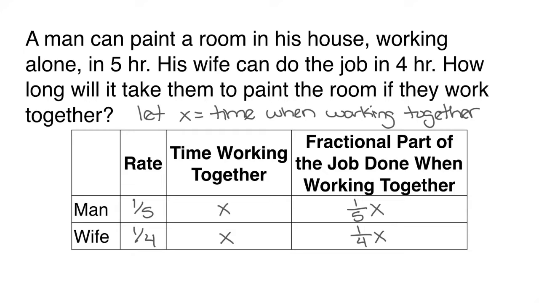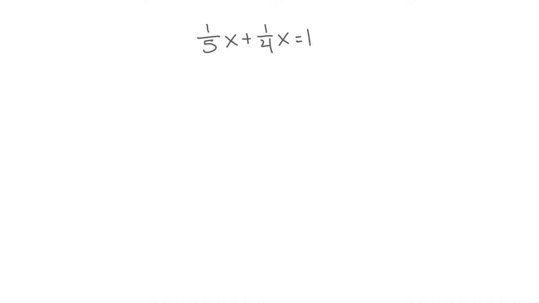Together, they're completing the job, and we have the equation 1/5 times x plus 1/4 times x is equal to 1. Now we'll solve this equation for x. To do that, let's multiply both sides of the equation by the LCD, which is 20. So we multiply the left side of the equation times 20, and we'll multiply the right side by 20.